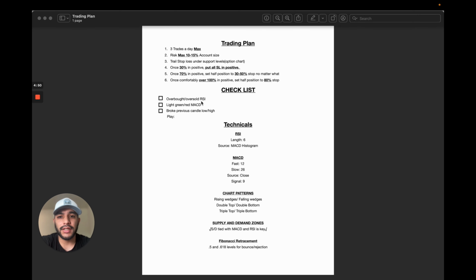And so for my checklist, as far as looking at puts, I'm looking for an overbought RSI, MACD to turn light green, and breaking the previous candle low. So basically just a breaker candle, just showing that we broke the support of the previous candle of whatever time frame chart that we're looking at. And once we hit all three check boxes, then I have my play.